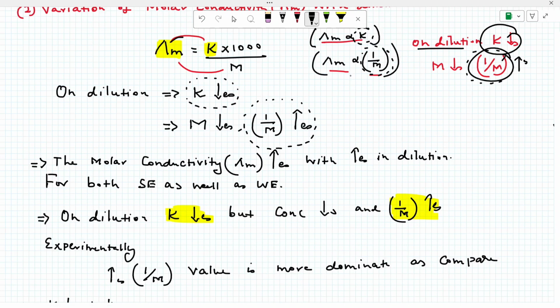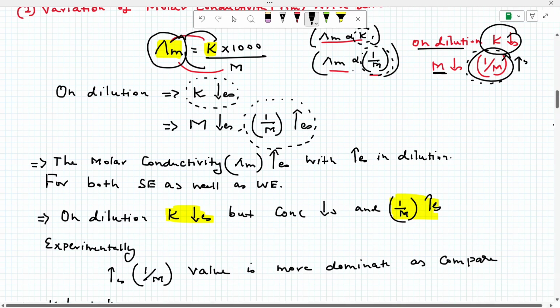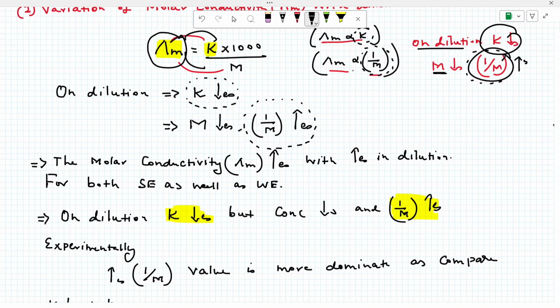So on dilution, we know K, the conductivity, decreases. M value decreases, but 1 by M value increases. So lambda value depends upon K as well as 1 by M. One factor decreases and one factor increases. Experimentally, they found that compared to the K factor, the 1 by M factor is more dominant. So lambda m depends on how the 1 by M factor behaves. On dilution the 1 by M factor increases, so lambda m increases. Suppose the property depended on kappa, it would have decreased. Experimentally, the lambda m factor depends only on the 1 by M factor, not the kappa factor. Understand?